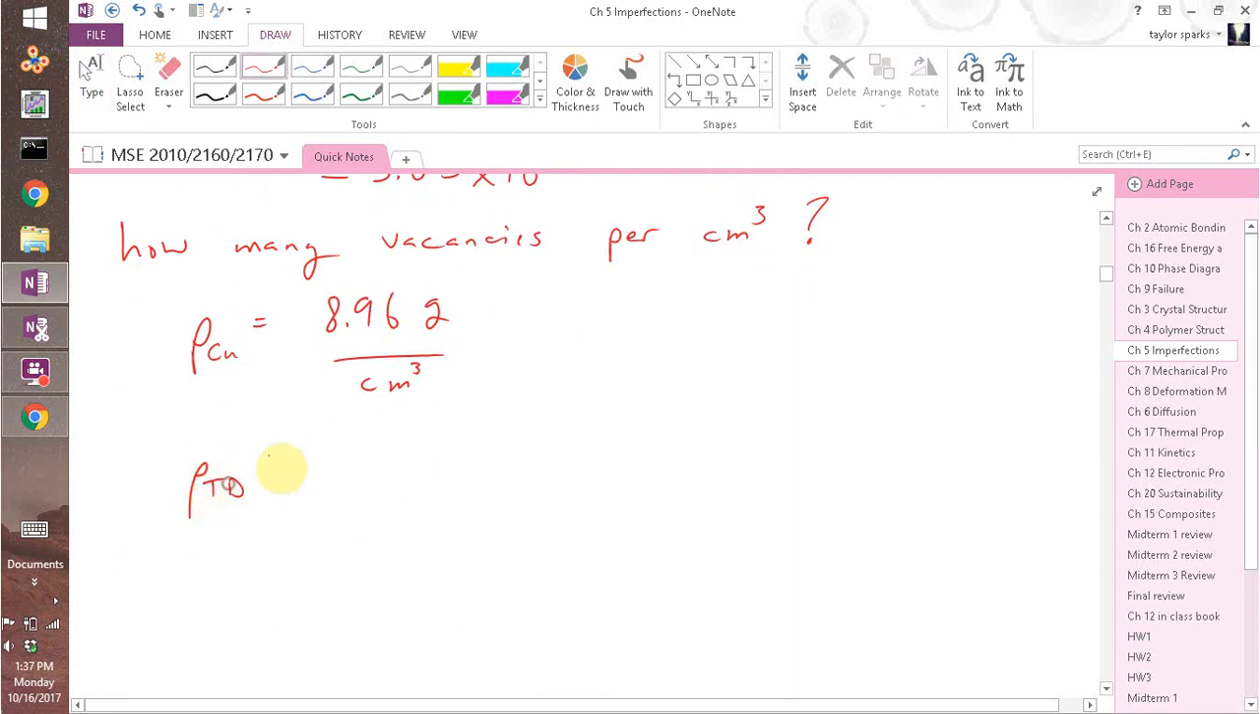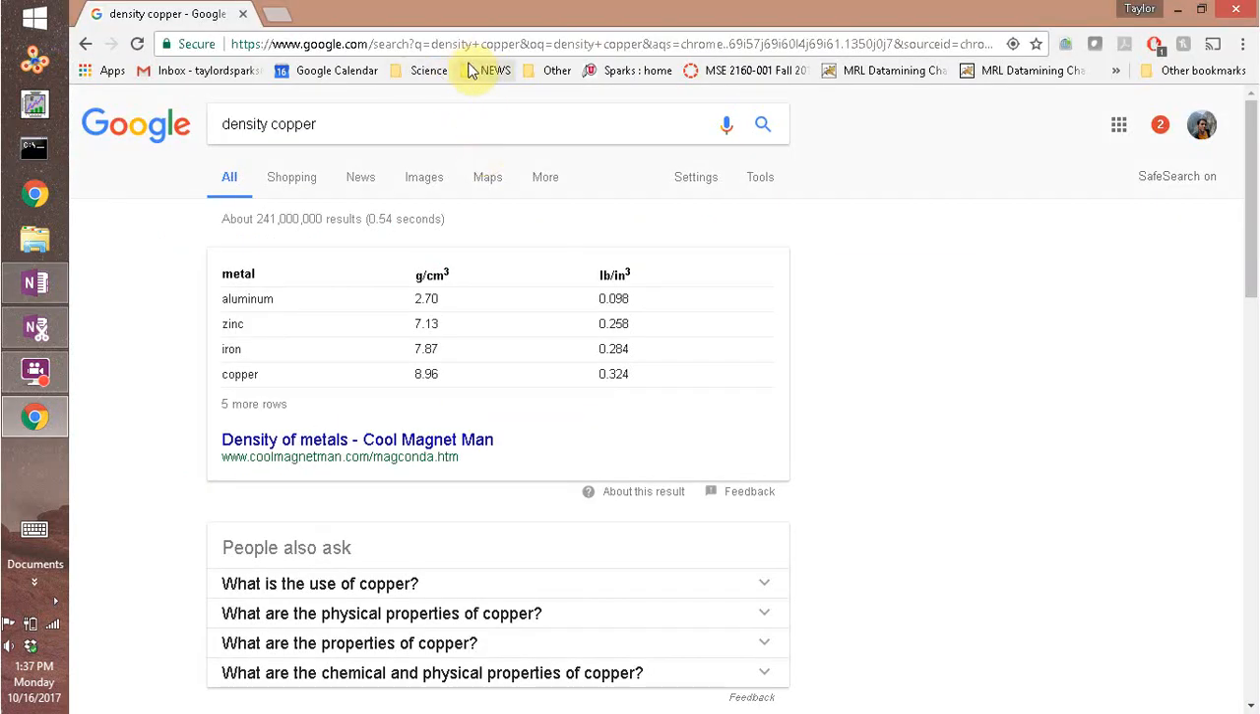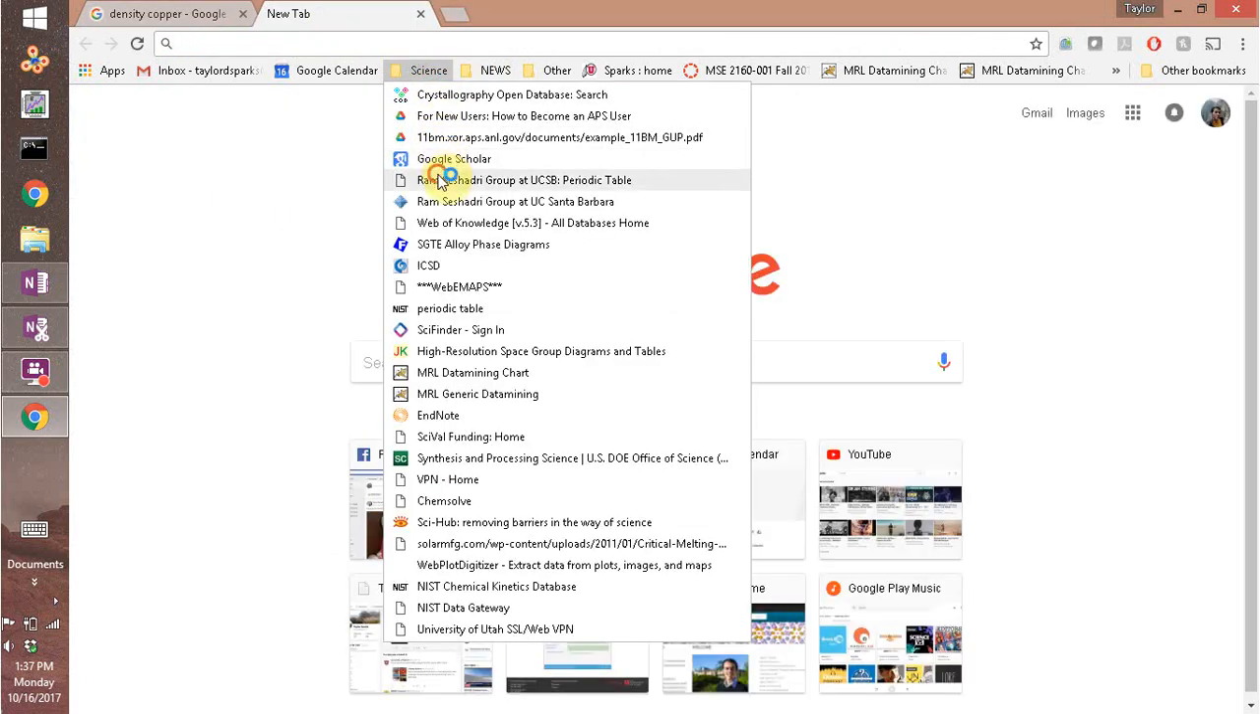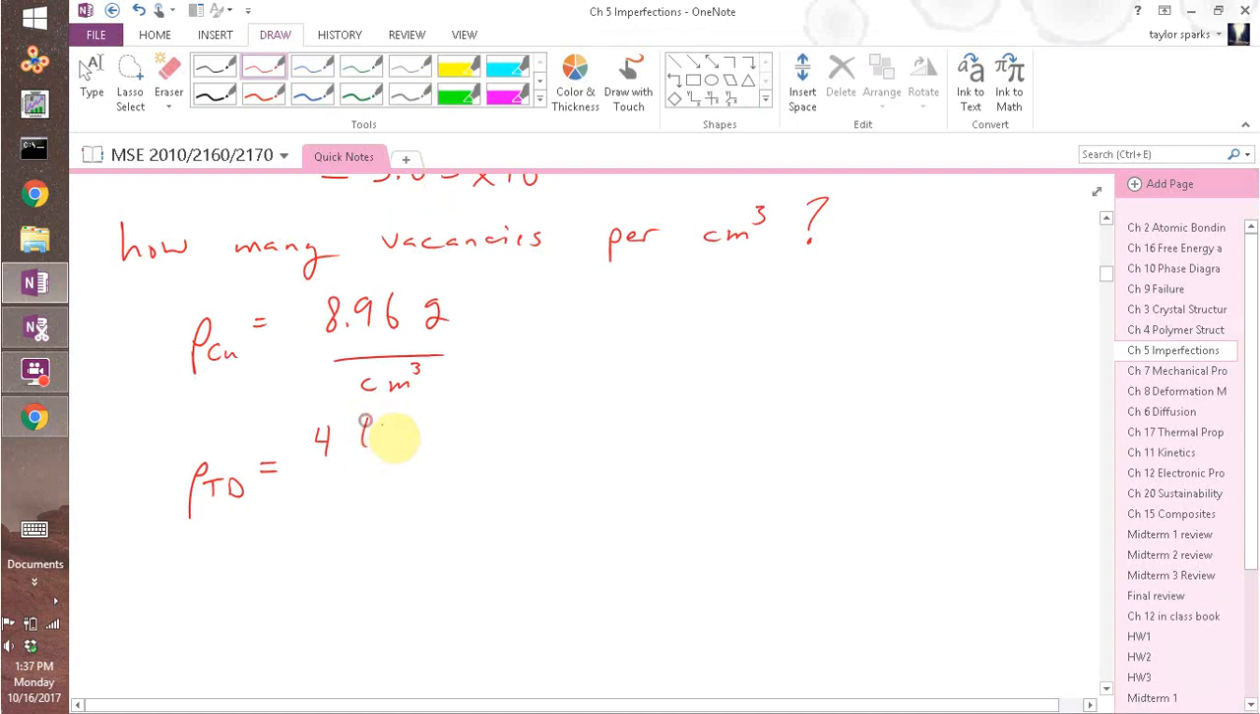So the theoretical density of copper should be the number of atoms. How many atoms are there per unit cell in FCC? 4, multiplied by the mass of copper, which is 63.54, is that right? 63.546 grams per mole. This is divided by, we need to know the volume of the unit cell, so we need the lattice parameter.